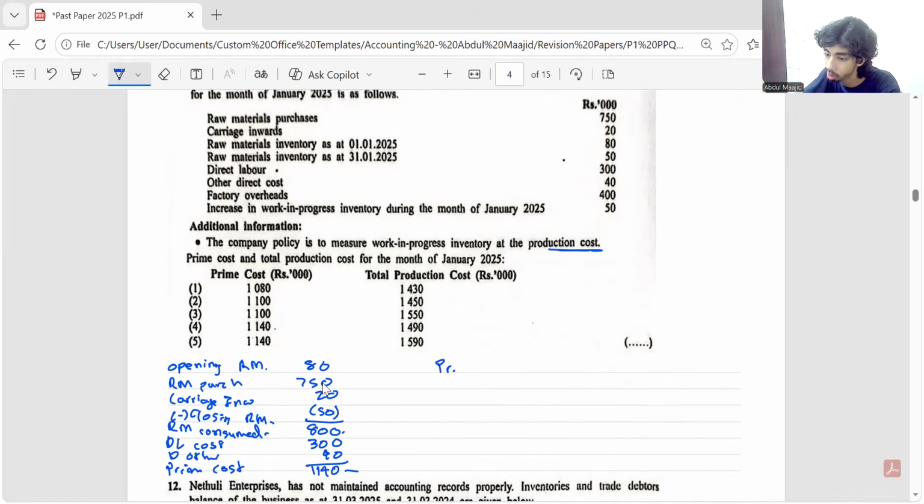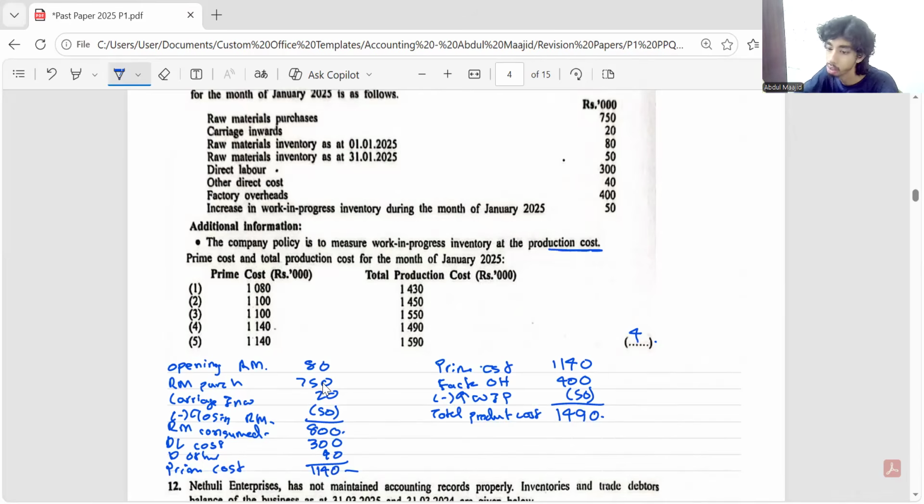Then total production cost will be: prime cost is 1,140, plus factory overhead, given as 400. Increase in work in progress: if the work in progress is increasing, you have to deduct that. Increase in work in progress 50, you deduct. Then you can get your total production cost: 1,140 plus 400 minus 50, 1,490. That is answer number 4.